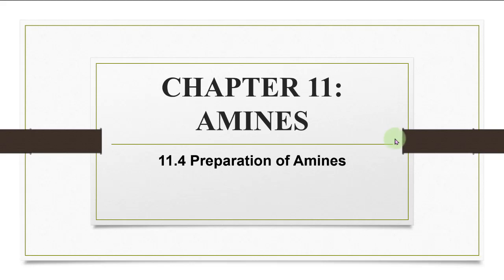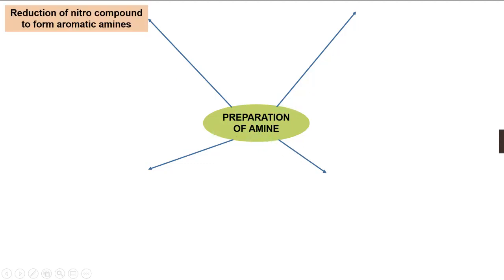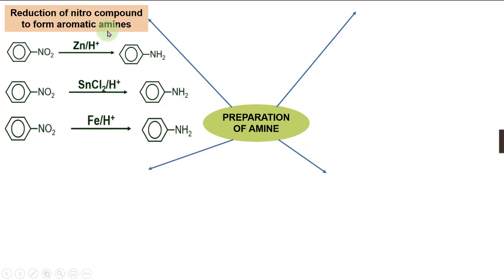In this video, we are going to talk about the preparations of amines. So there are four different methods to prepare different classes of amine. First is the reduction of nitro compounds to form an aromatic amine. The reagents and conditions are zinc, tin chloride, or iron in the presence of acidic conditions, and from this nitro compound, it will form an aniline.